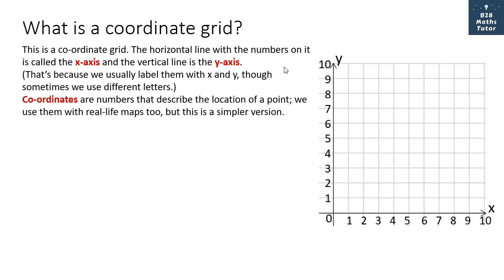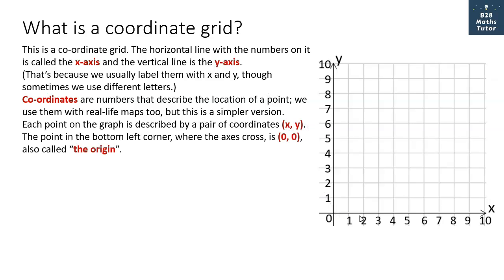Coordinates are numbers that tell us where a point is. We use them with maps as well. You might have heard of 4-figure grid references or 6-figure grid references. So this is the same kind of thing, but on a simpler grid. Each point on the graph is described by a coordinate pair, so an x and a y.